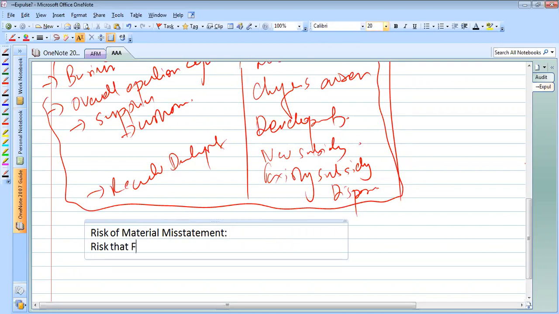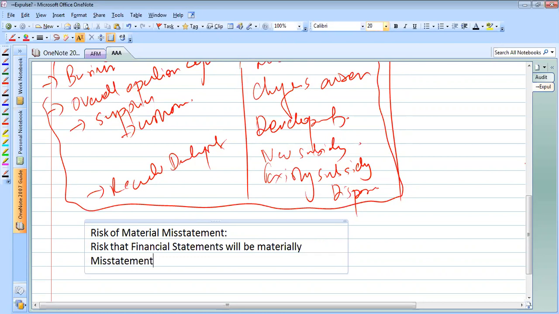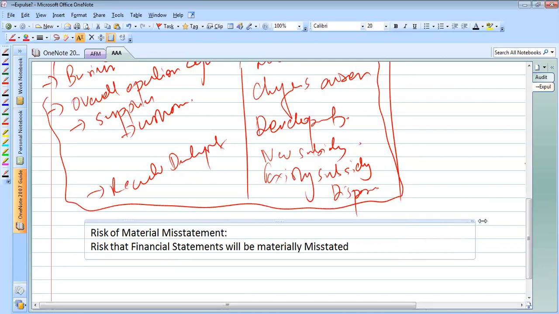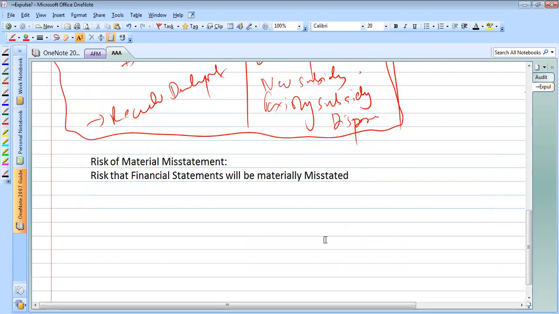the risk that financial statements will be materially misstated. Now, what do you mean by financial statements to be materially misstated? Let's try to understand that. When we talk about the financial statements being misstated, the misstatement is actually on the basis of two things.